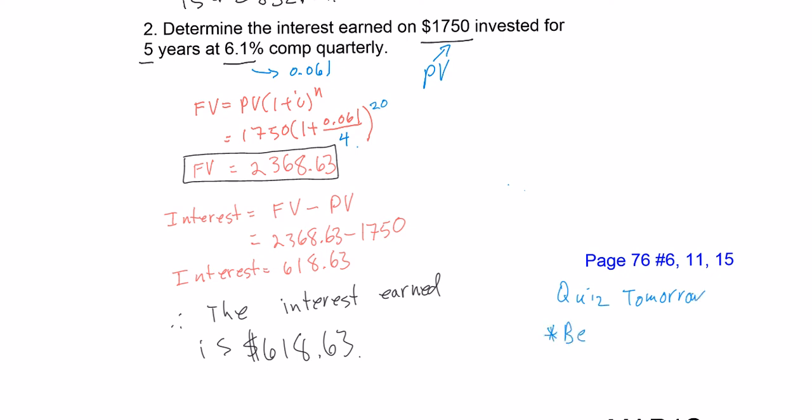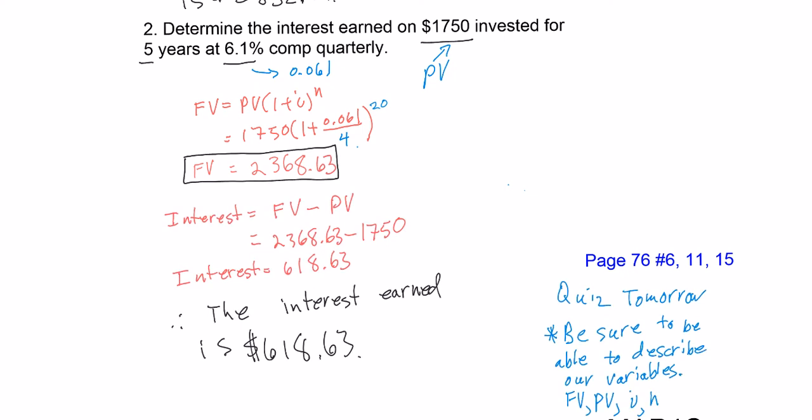Be sure to be able to describe our variables. And that's FV, PV, i, and n. And they are described at the beginning of the note. You must memorize them. You shouldn't need to look at a cheat sheet for something like that.